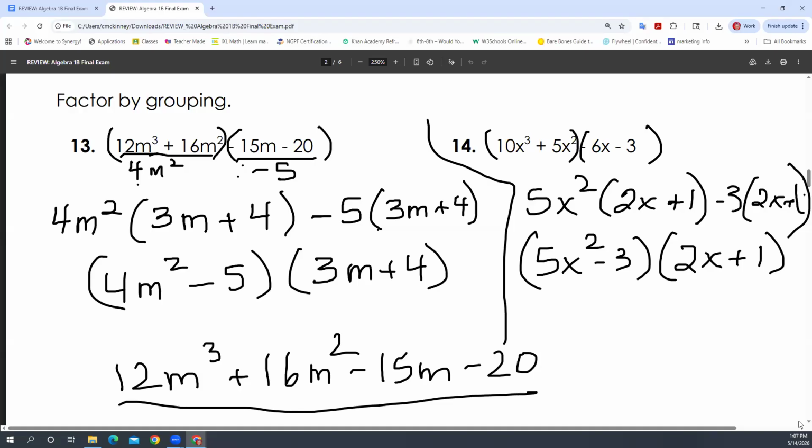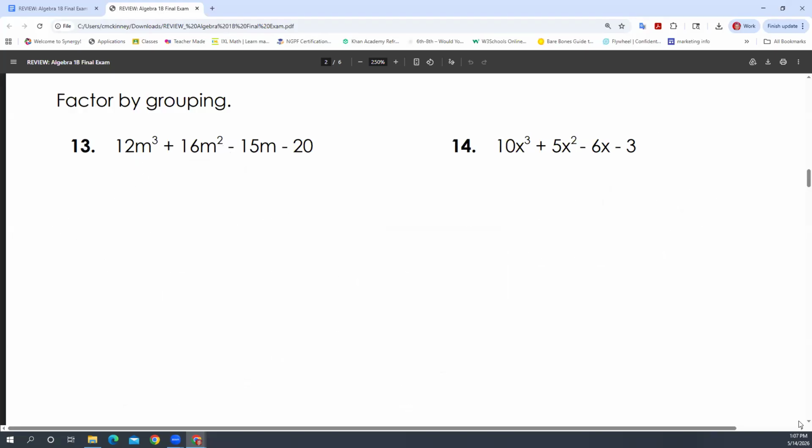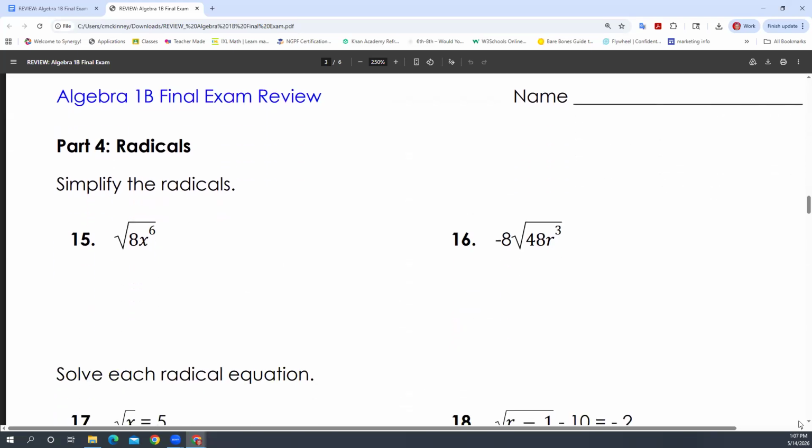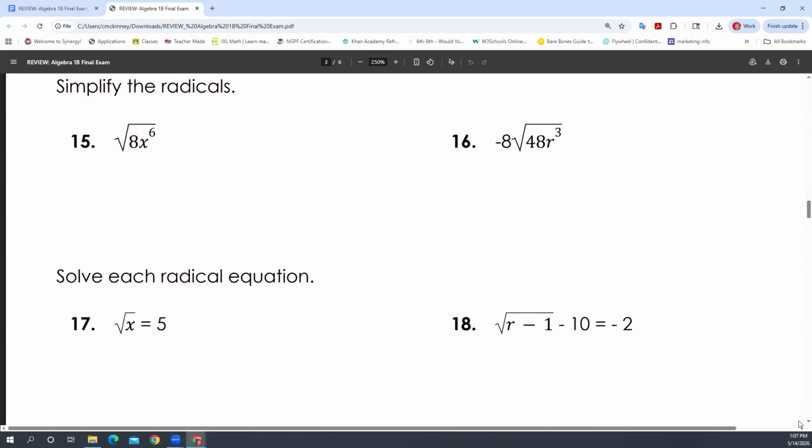When the original was a trinomial, you might have to combine like terms in the middle, but when it's grouping, you won't even have to combine the like terms. There are all the 4 terms. All right, so that's factoring, and then simplifying the radicals.